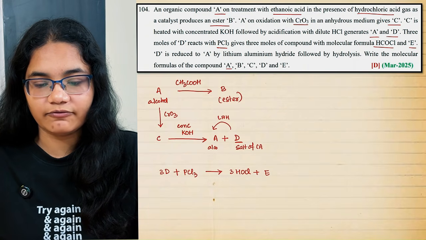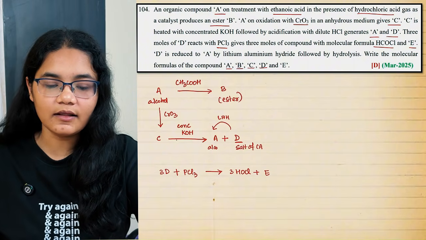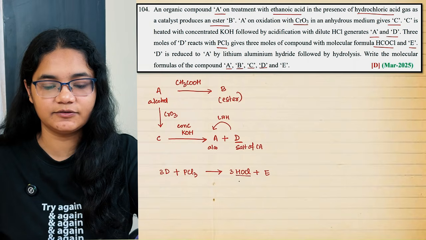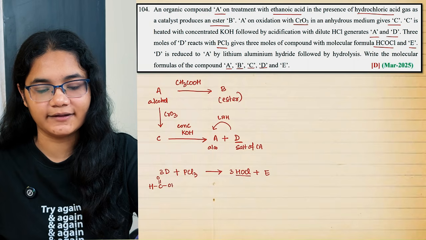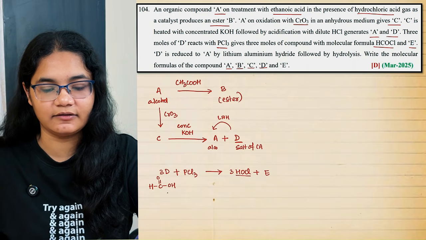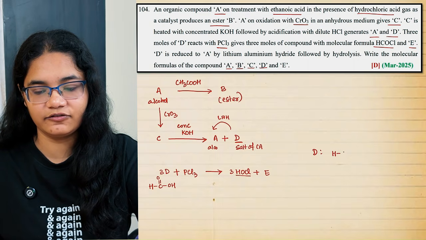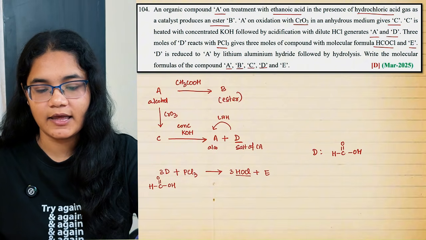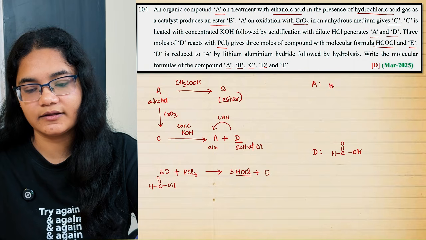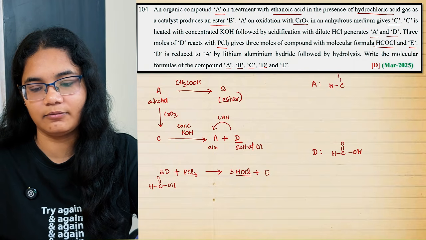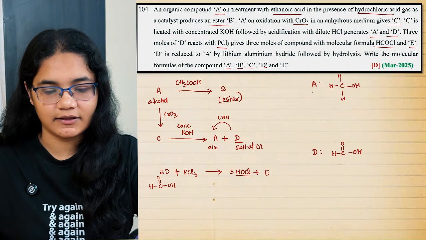We need the molecular formula of A, B, C and D. Since HOCl is produced, I can easily guess that D must be HCOOH. Then when I treat it with PCl3, I will get HCOCl. So I have found D here. D is HCOOH, and A is an alcohol, so A must be CH3OH. I can just write down methanol, CH3OH. A is methanol.